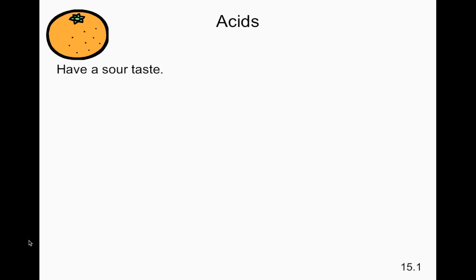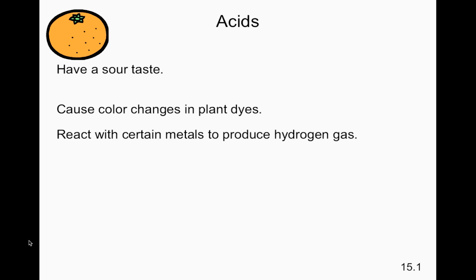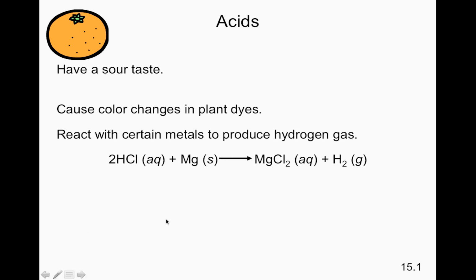First of all, acids have a sour taste. They change the color of certain plant dyes, especially litmus, I guess. They react with certain metals to produce hydrogen gas. Here's an equation showing hydrochloric acid reacting with a piece of magnesium, and we're getting magnesium chloride and hydrogen gas produced.